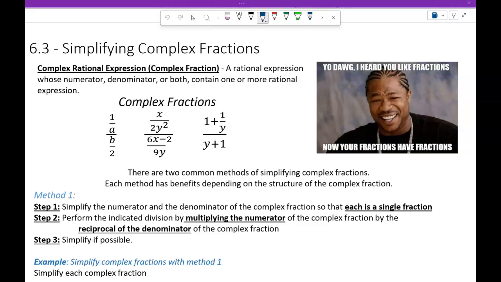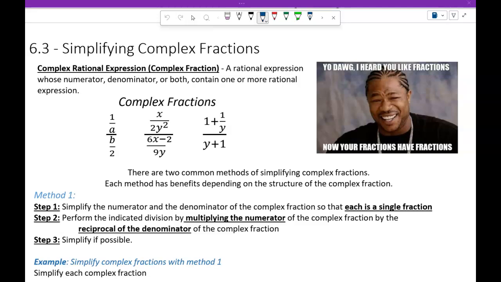We're going to go through the process now of simplifying complex fractions. Fractions where the numerator or denominator or both contain one or more rational expressions. There's a few different ways of manipulating complex fractions, and we're going to go over two of the most common methods that we can use.